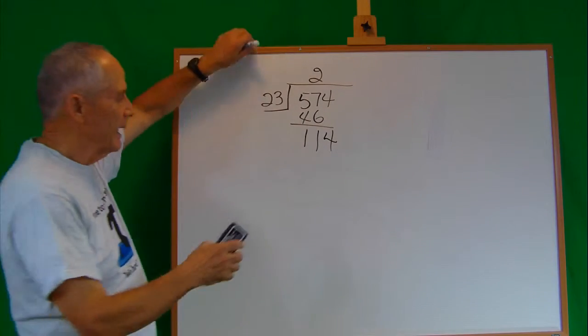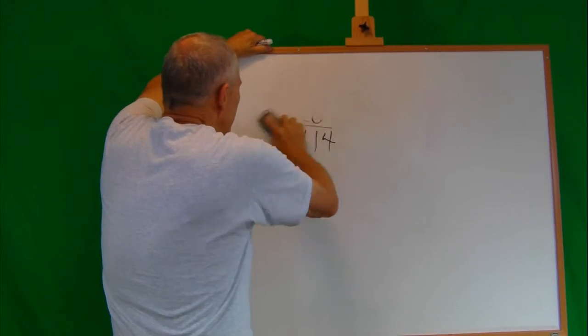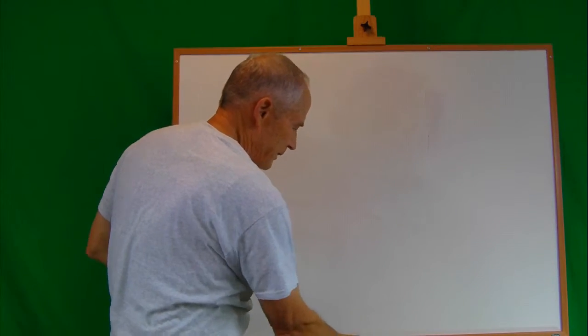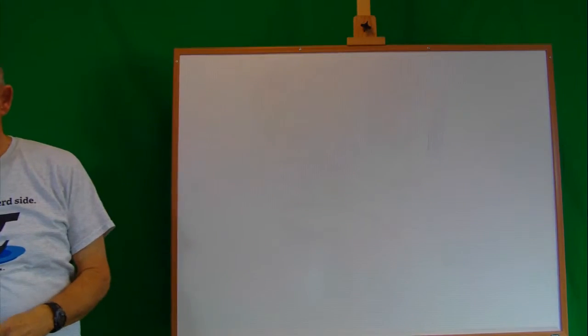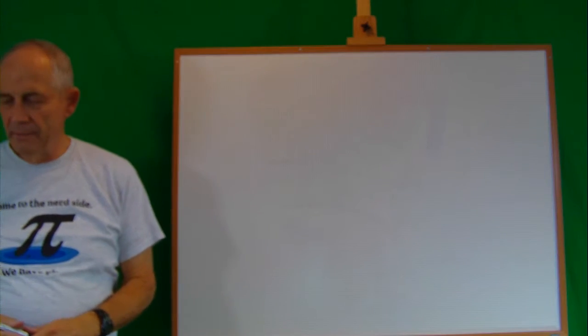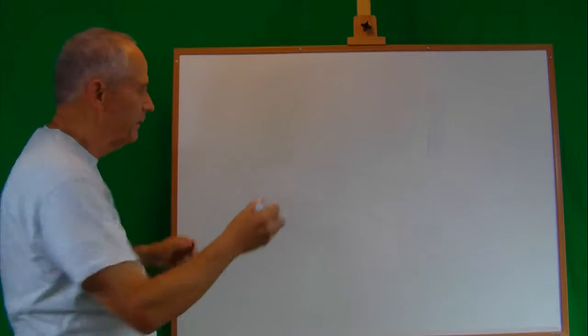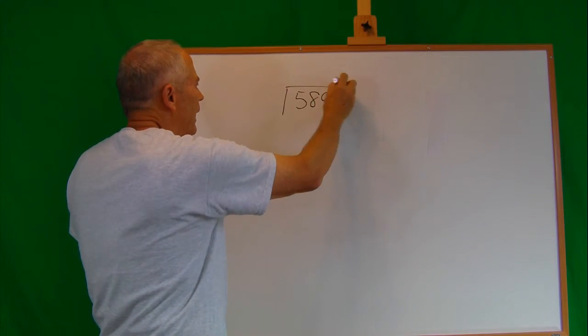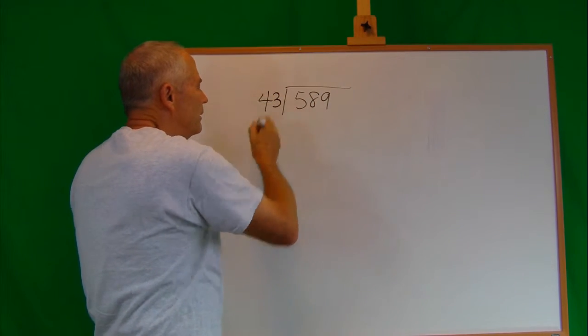So let's try and do one that's going to require a little bit of a different effort from us. Let's try 589 divided by 43.